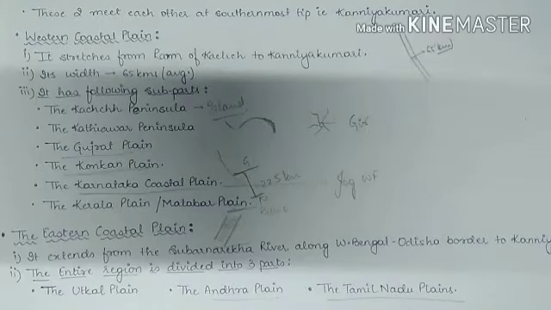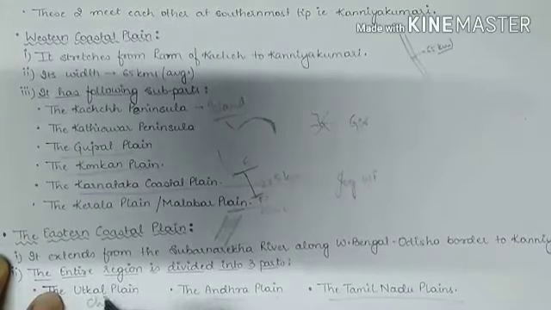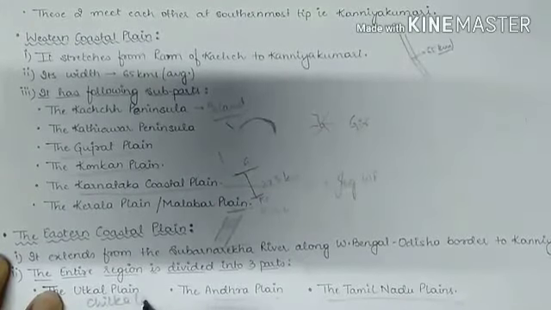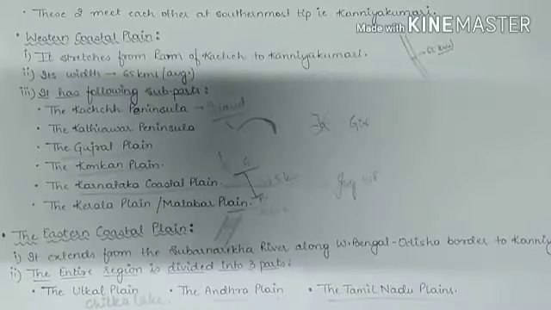Okay, now south of Chilka Lake we have low hills dotting the plain. So this was about Utkal plain. It has Chilka Lake. Now after Utkal plain we have Andhra plain. Andhra plain lies towards the south of Utkal plain, and it extends up to Pulikat Lake.